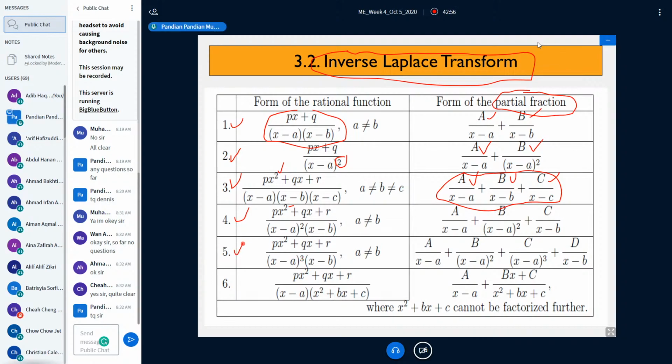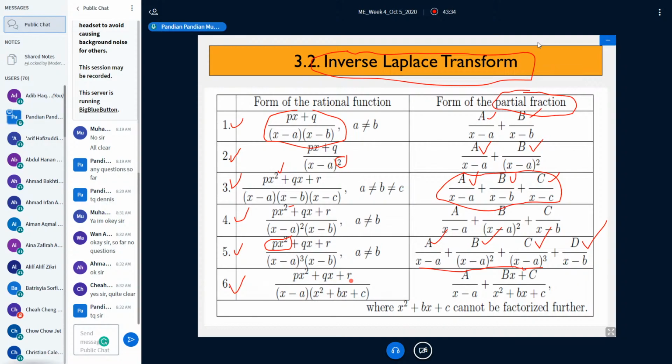So, number 5, (px squared plus qx plus r) over (x minus a) to the power 3 multiplied by (x minus b), a not equal to b. Since it's power 3, you have to do it 3 times, but this must be power 2, otherwise cannot. Px squared plus qx plus r equals a over x minus a, b over x minus a squared, c over x minus a cubed, plus d over x minus b. So we have to calculate a, b, c, and d.